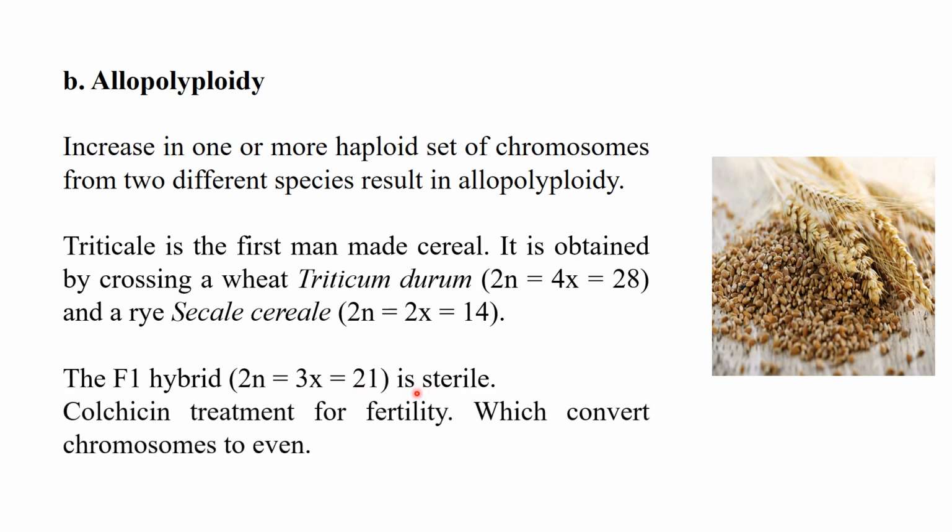This sterile condition may be converted into a fertile condition by using a chemical or drug called colchicine. Colchicine is used for the treatment of sterility, for the production of fertile organisms, which converts chromosomes to an even number. जो 21 है, ये 21 जब अरेंज होंगे, तो जो colchicine है, ये ड्रग क्या करेगी? स्पिंडल फाइबर को ब्रेक कर देगी और हर ऑर्गेनिज्म में 42 क्रोमोसोम ट्रांसफर होंगे. तो the condition will become even number and it will become a fertile organism.